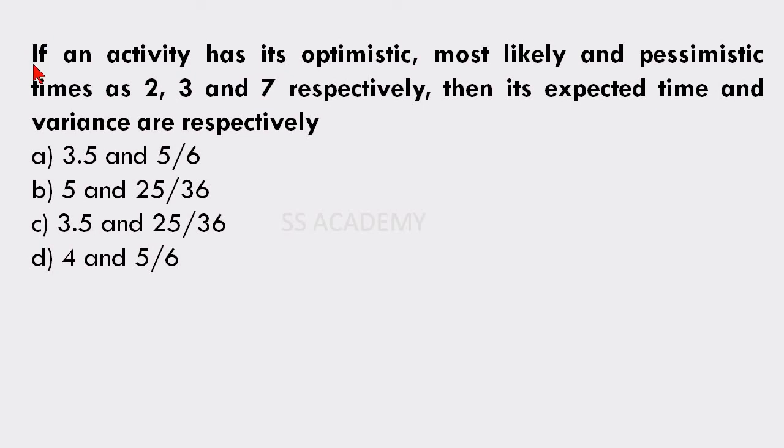Next question is, if an activity has its optimistic, most likely and pessimistic time as 2, 3 and 7 respectively, then its expected time and variance are respectively 3.5 and 5/6, 5 and 25 divided by 36, 3.5 and 25 divided by 36, 4 and 5 divided by 36. The answer is 3.5 and 25 divided by 36.